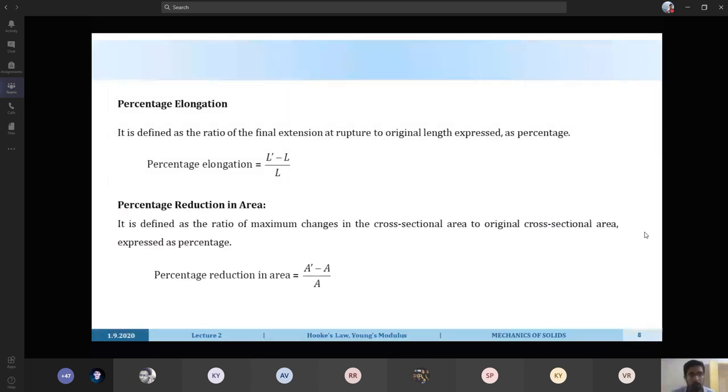At this moment we want to define two terms: percentage elongation and percentage reduction in area. Percentage elongation is the ratio of the final extension at failure to the original length, expressed as a percentage. That is (L' minus L) by L, where L' is the final length and L is the original length. As a result of the elongation there is a reduction in area, and percentage reduction in area will again be (A' minus A) by A, where A' is the final cross-sectional area and A is the original area.